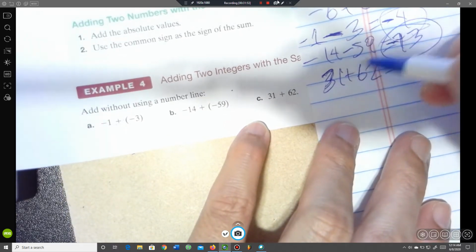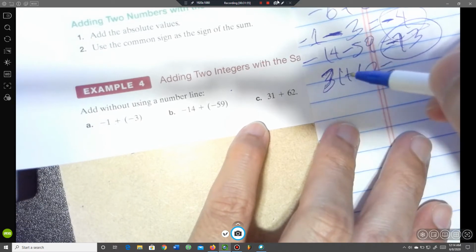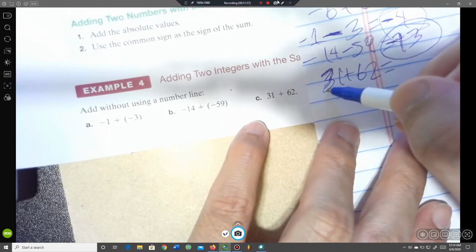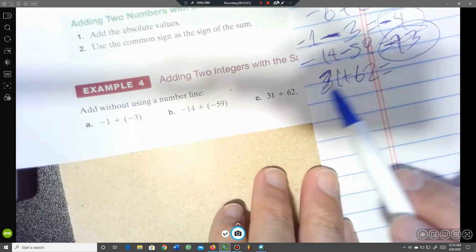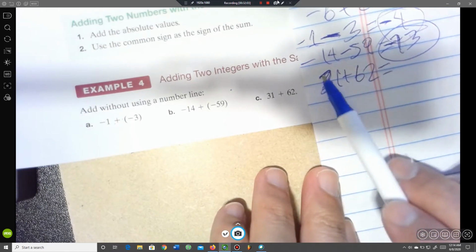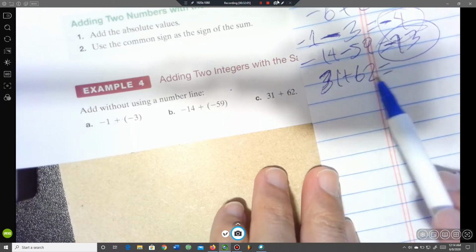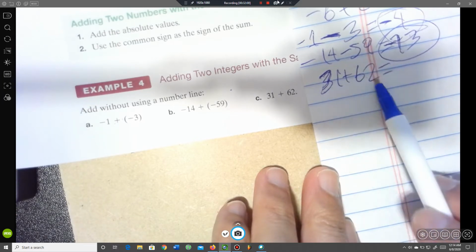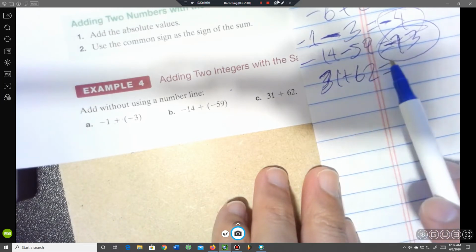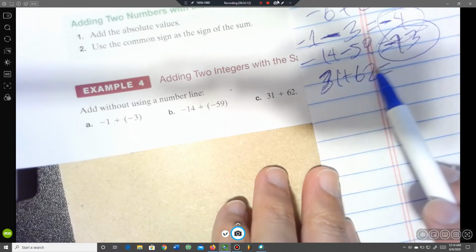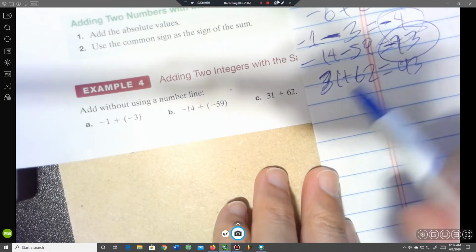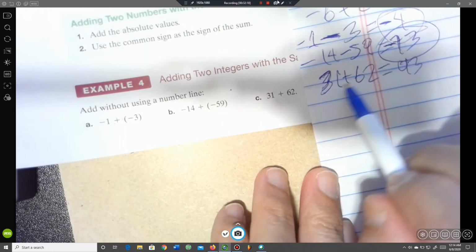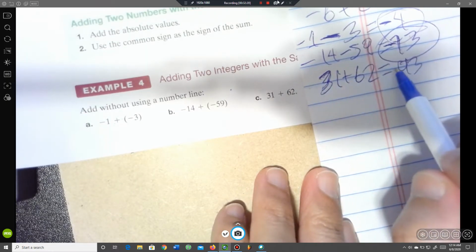So let's see here. I have two positive signs. I'm adding 60 plus, like I told you, add decimals first. 60 plus 30 is 90, and then the ones. 2 plus 1 is 3. 90 plus 3 is 93. Okay. And I go back and look at the signs. Both of them are positive. The answer should be positive.